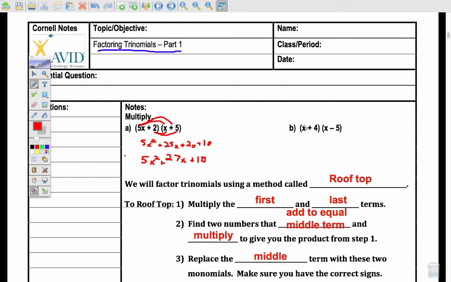Same steps here. x times x. x times negative 5. 4 times x. 4 times negative 5. That's going to be x squared. Negative 5x plus 4x, that's going to end up with just a negative x, and then 4 times negative 5, that's where I'm going to get minus 20.